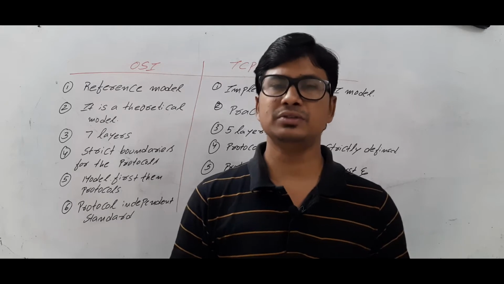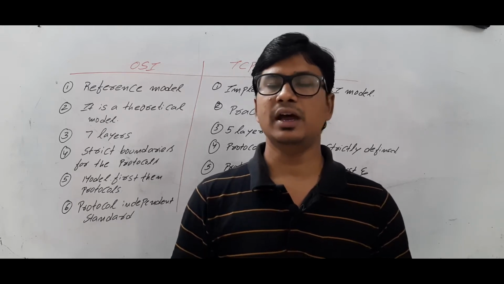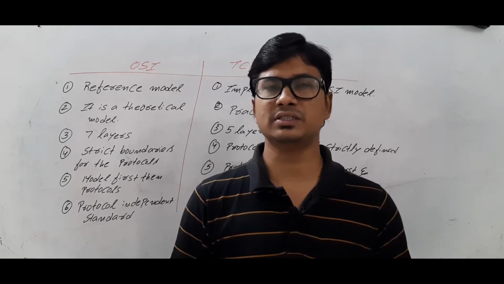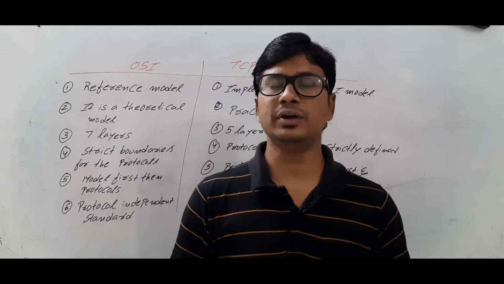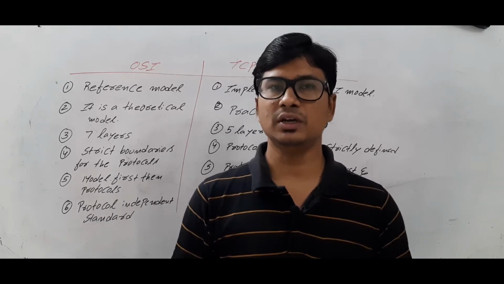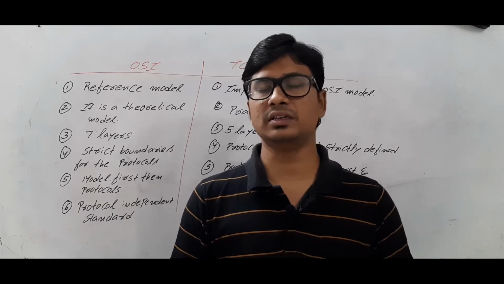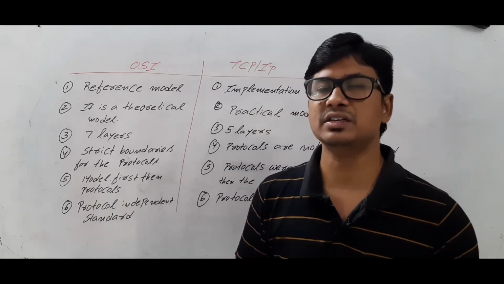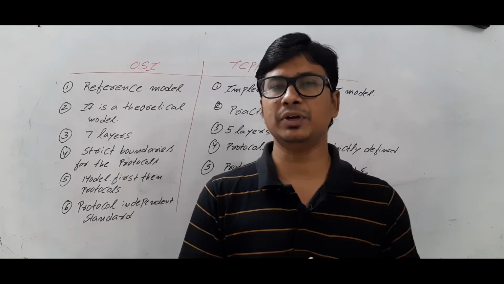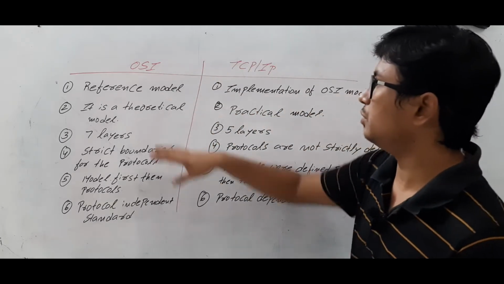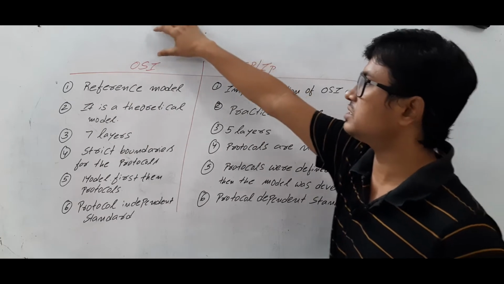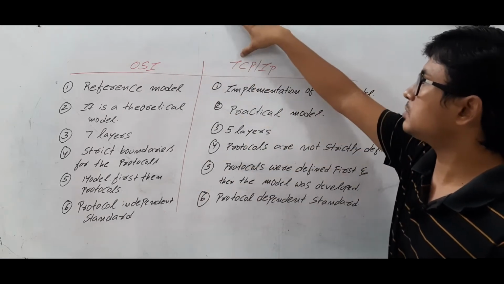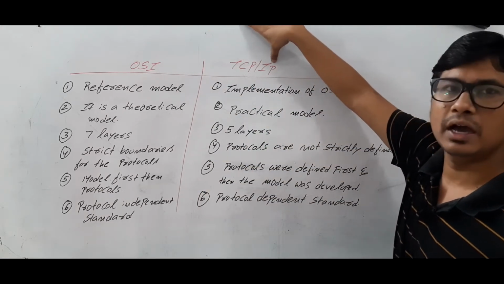In the last few videos, we have discussed the OSI model and then the TCP/IP model. In this video, I want to discuss the difference between the OSI model and the TCP/IP model so that you will understand them in detail. I request everyone to watch the complete video for a better understanding. OSI is the Open System Interconnect model, whereas TCP/IP is Transmission Control Protocol and IP, Internet Protocol.